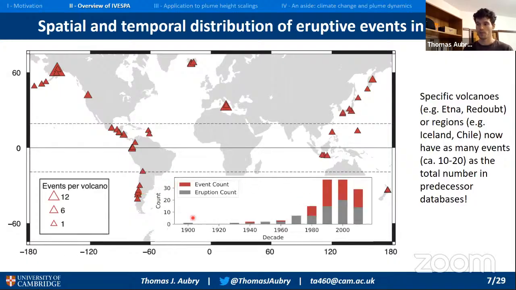And then that's just the temporal distribution of the events included in the database. Obviously you can see that we have more events in the recent decades, except for the last decade. That's just because there's a lag between the time people go on the field, study a deposit, and publish parameters. So that's why we don't have as many events for the last decade.